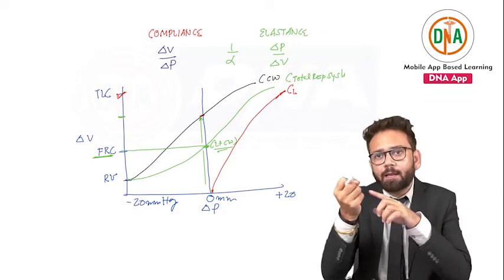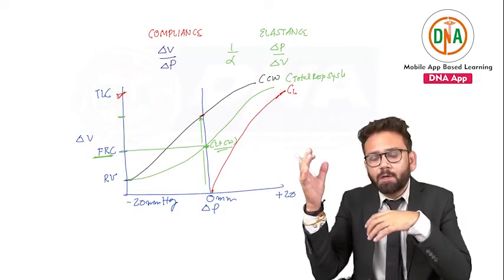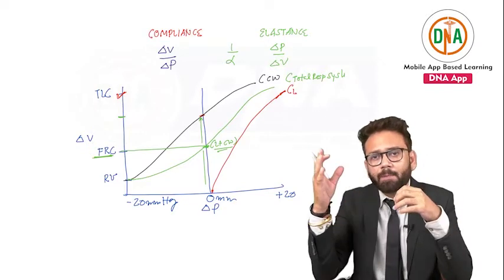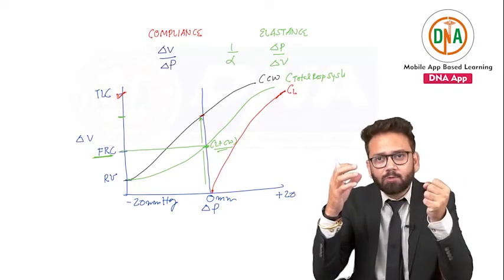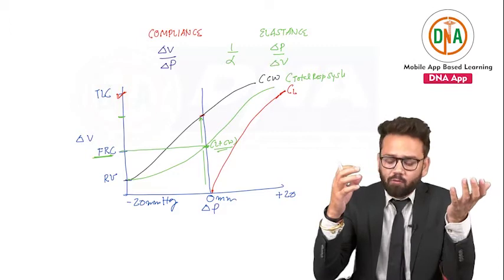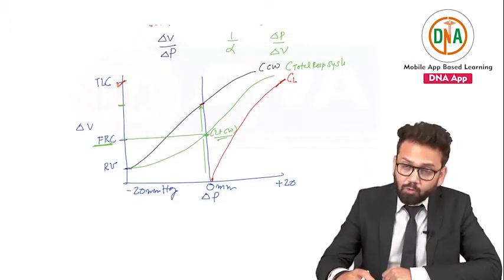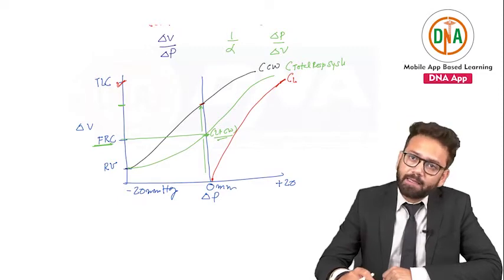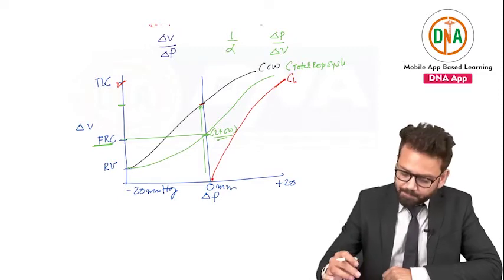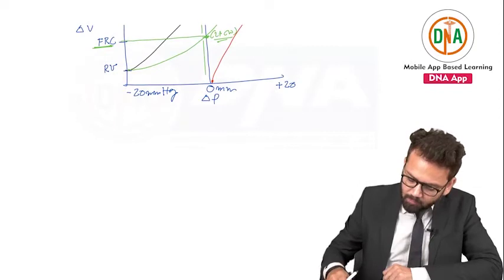And when you fill air in the lung, it will become total lung capacity. When you fill air in the thorax, total lung capacity. And when you squeeze the thorax, it will become residual volume. So this is the compliance of lung, thorax, and lung in the thorax. Okay. Now there is one more curve called the compliance curve.